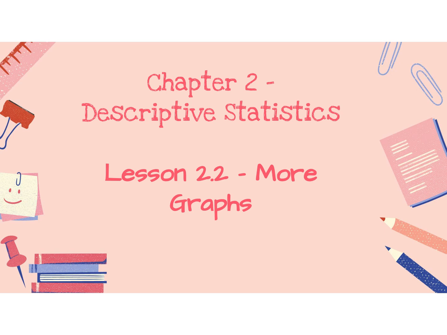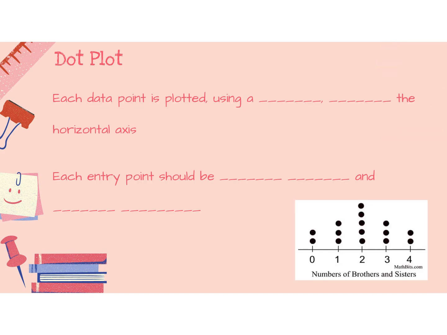Hey guys, today we're going to finish up lesson 2.2 in our Unit 1 Part 1 packets. So we're going to turn to our page on dot plots. For a dot plot, each data point is plotted using a dot above the horizontal axis. Each entry point should be equally spaced and about the same size.